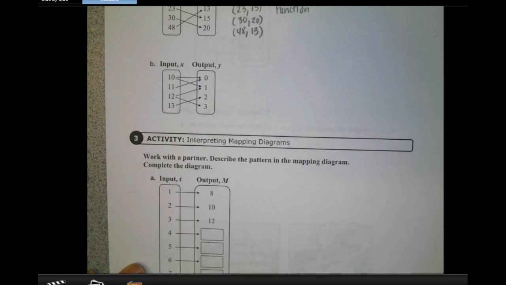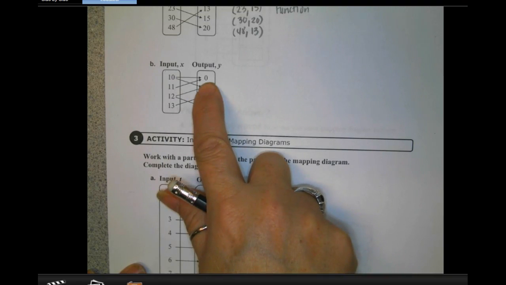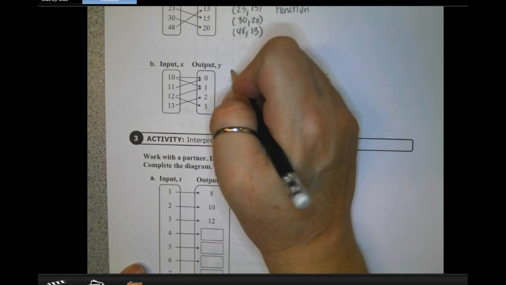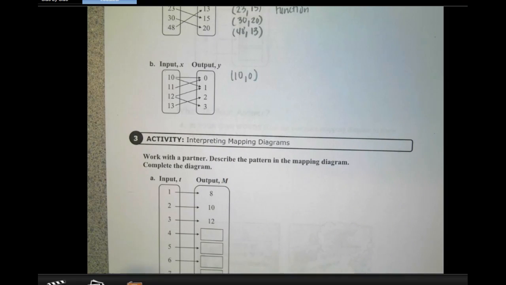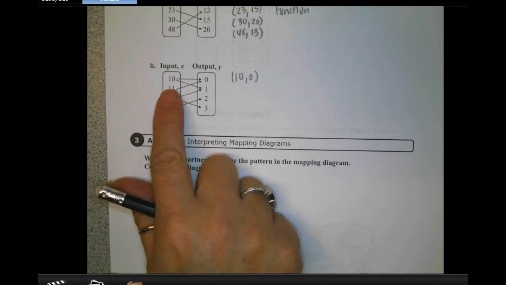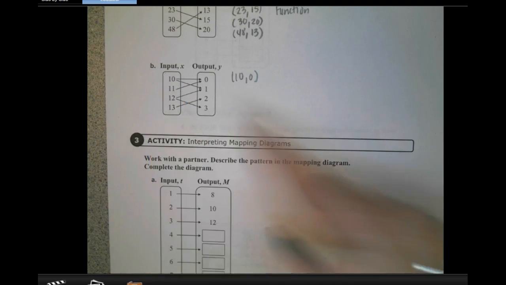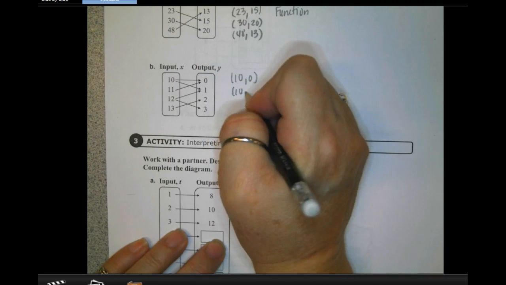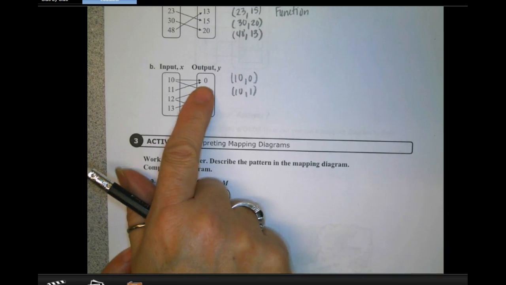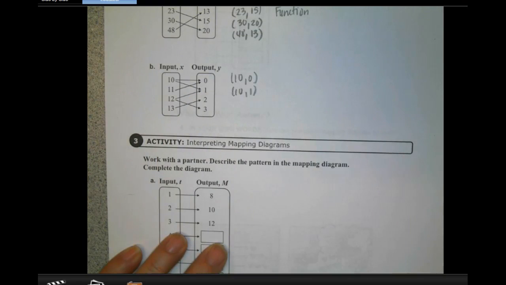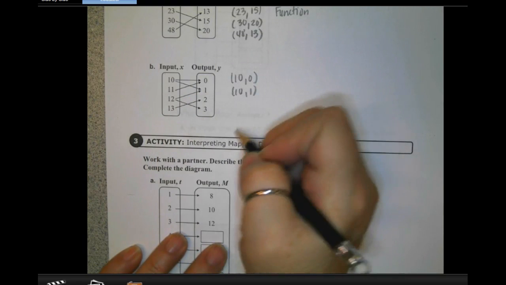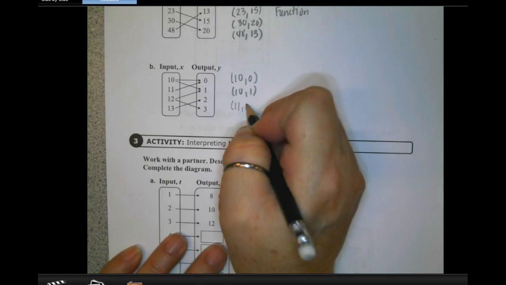10 to what? 10 is 0. So it's going to be 10, comma 0. What's my second ordered pair, Ryan? 11, 0. Do you notice my arrow is drawn to 10, 0 and 10 to 1? So what's my next ordered pair? 11, 0.